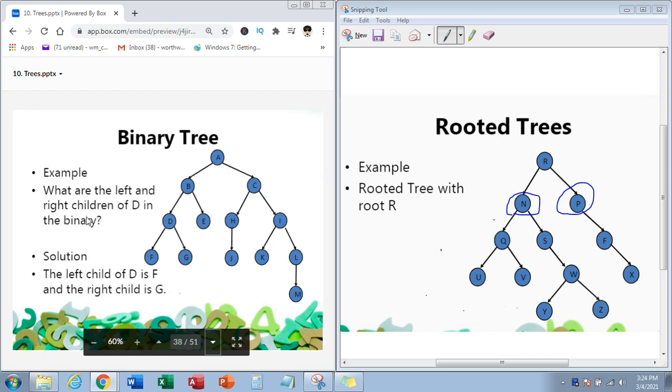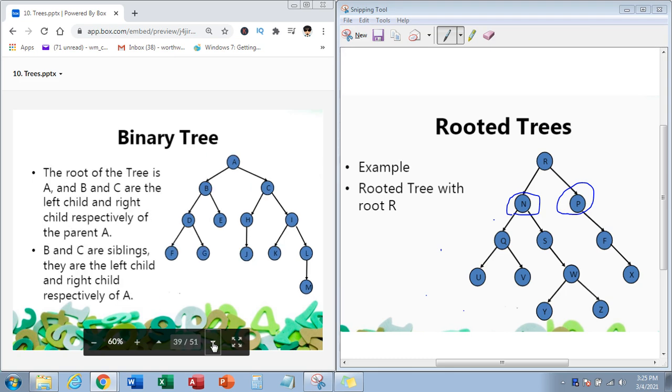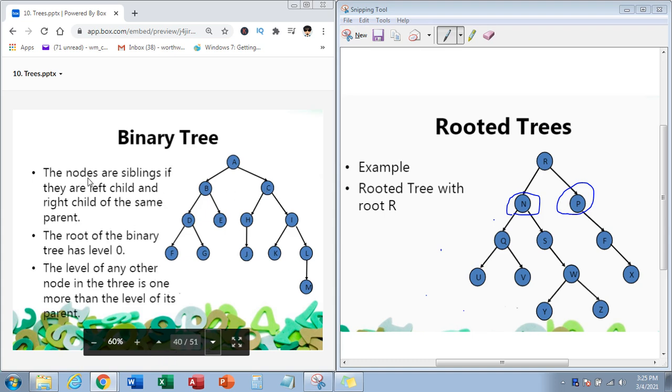What are the left and right children of D in this binary tree? Okay? So, ito yung left, ito yung right. The root of the tree is A, B, C are the left child and the right child, respectively, of the parent A. So, B and C are the siblings. The left child and the right child of A. The nodes are siblings if they are left child and the right child of the same parent.